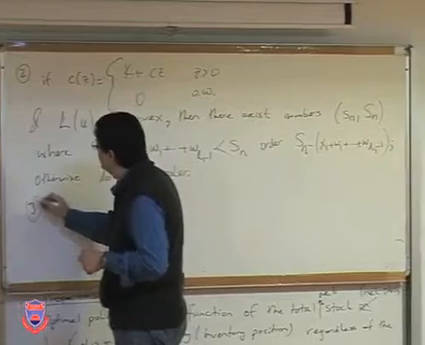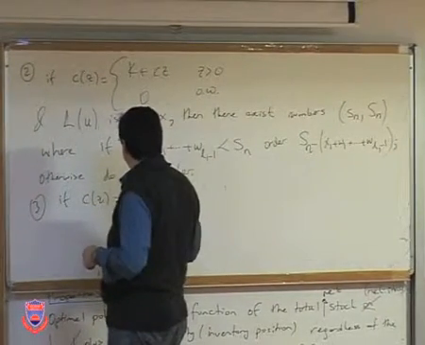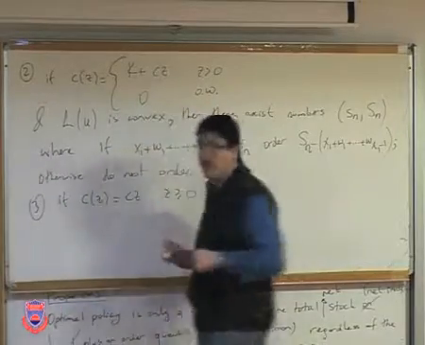Now what would happen if C of z is simply c times z? What will happen?